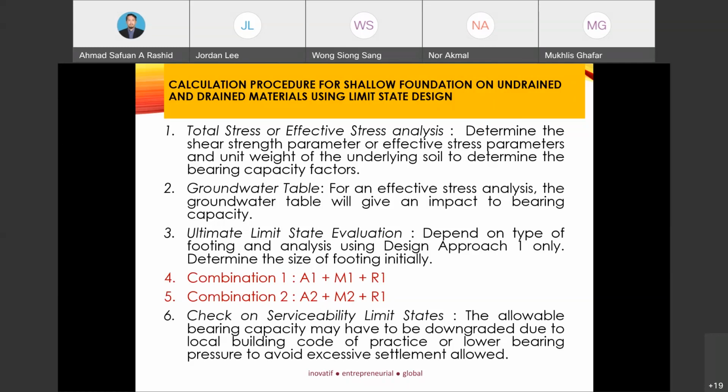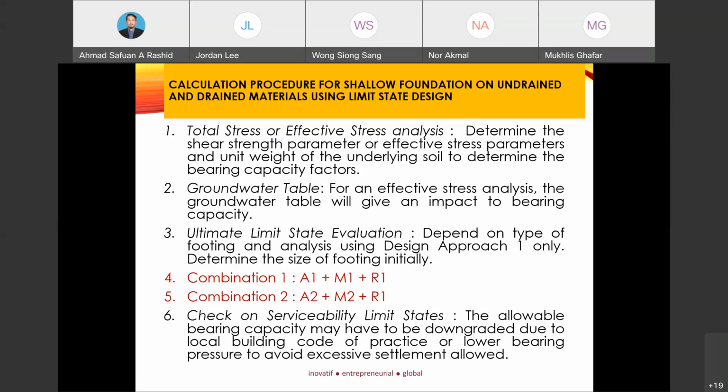Check on stability limit state. The allowable bearing capacity may be downgraded due to the local building code or practice, or a lower bearing pressure may be used to avoid excessive settlement. Okay, that's the procedure.